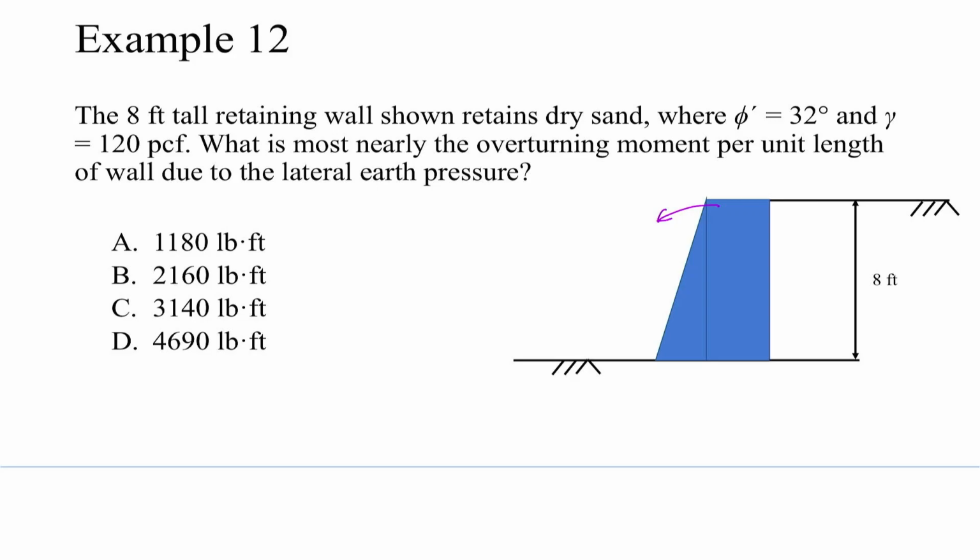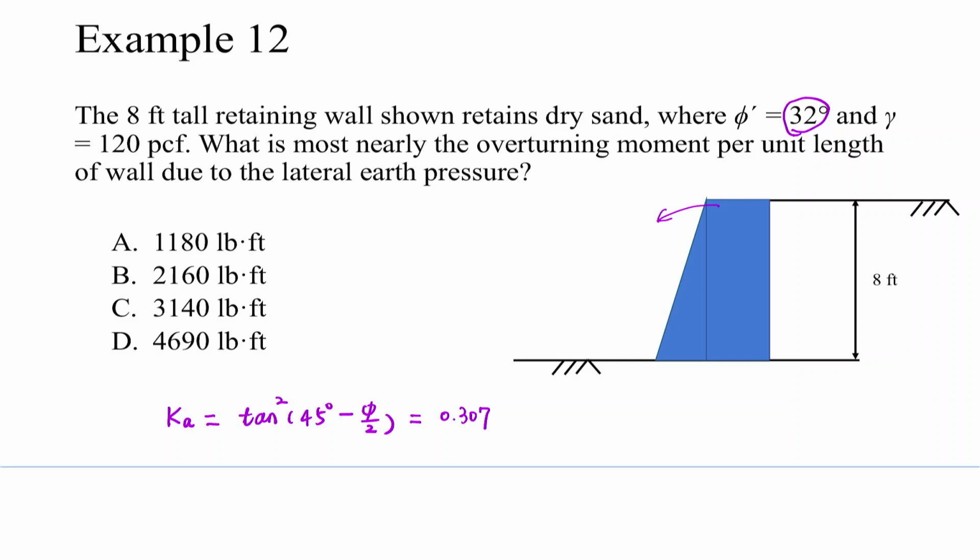an active lateral earth pressure. To come up with the lateral earth pressure, we need the lateral earth pressure coefficient, which is Ka. You can find the Ka in the reference manual. The definition of Ka is tangent squared of 45 degrees minus the friction angle over 2. Our friction angle is 32 degrees, and the Ka is 0.307.